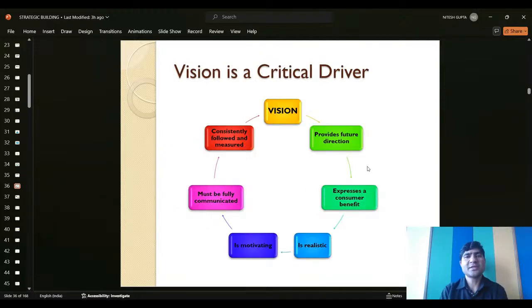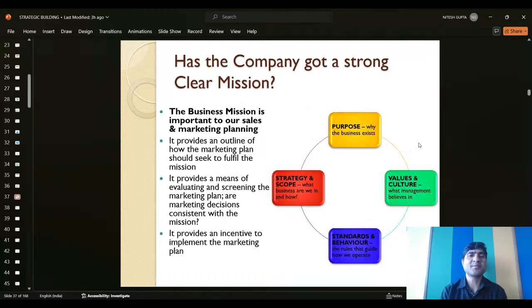Now, how is this vision being driven? So vision will provide future direction. It will be expressed as a consumer benefit. It is actually realistic. That is why it will give us the motivation. And everyone has to have a commitment and must be fully communicated towards their vision. Consistently followed, measurement of your vision will ensure that you focus on the future direction, you focus on consumer benefit, you focus on motivation, and this is how the circle gets completed.